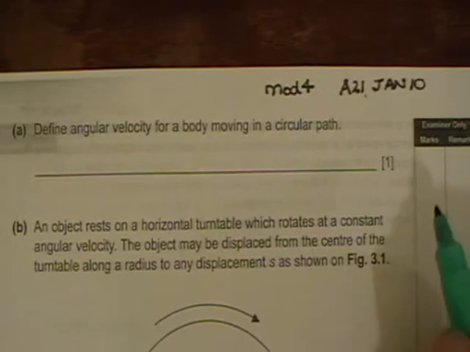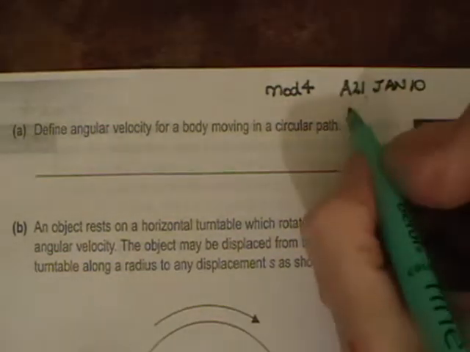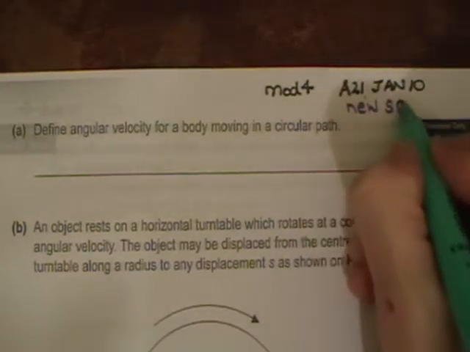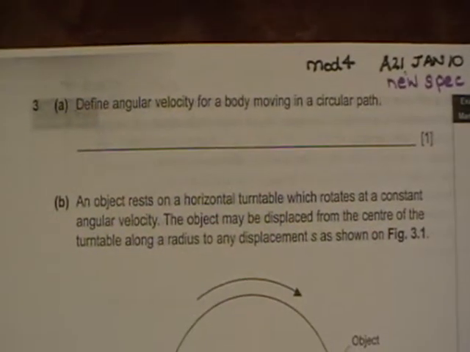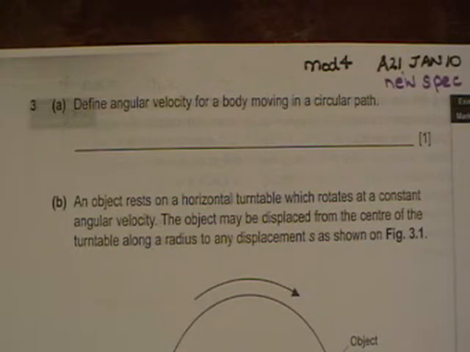Right, this is A2 January 2010, and this is from the new spec. So there are two papers that year, an old specification one and a new specification. So this is question 3. Define angular velocity for a body moving in a circular path.